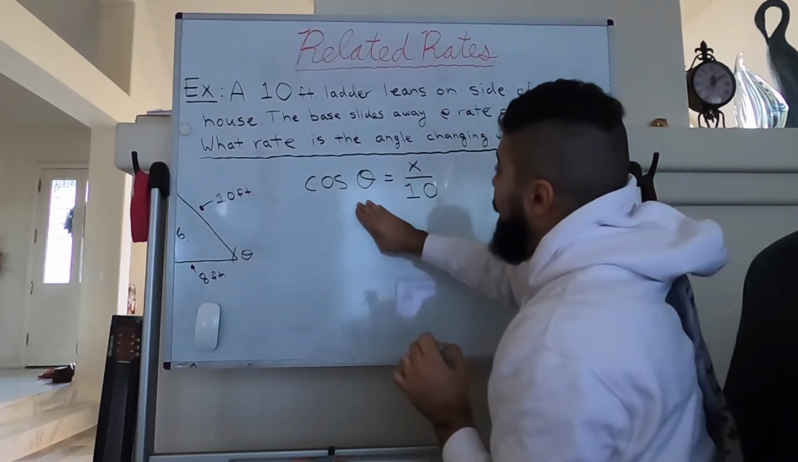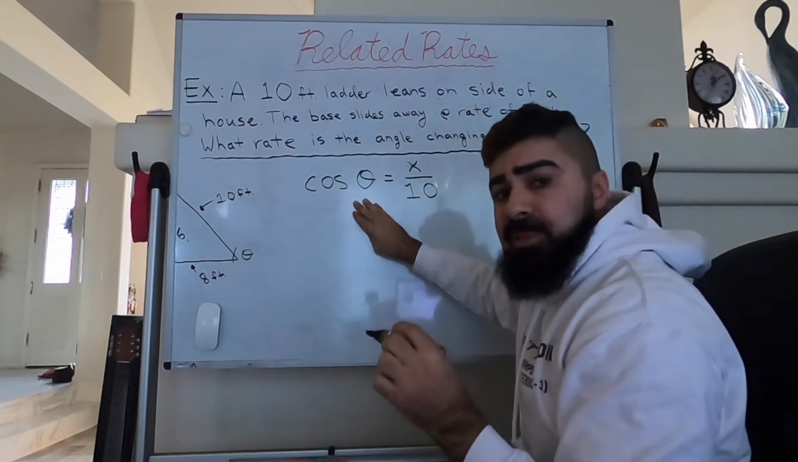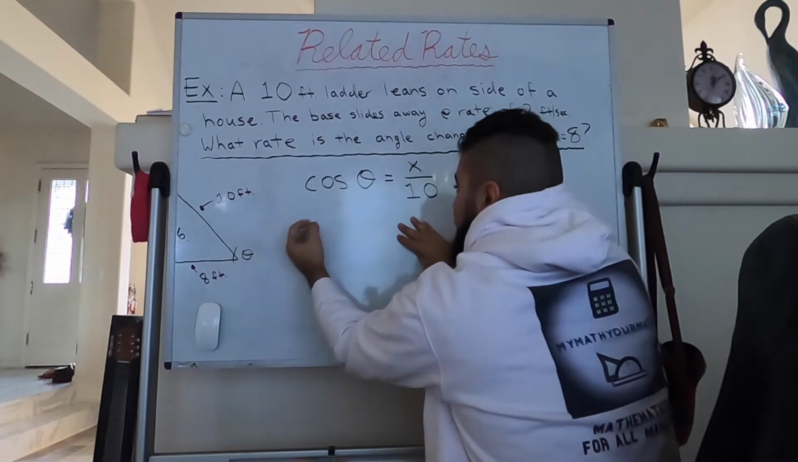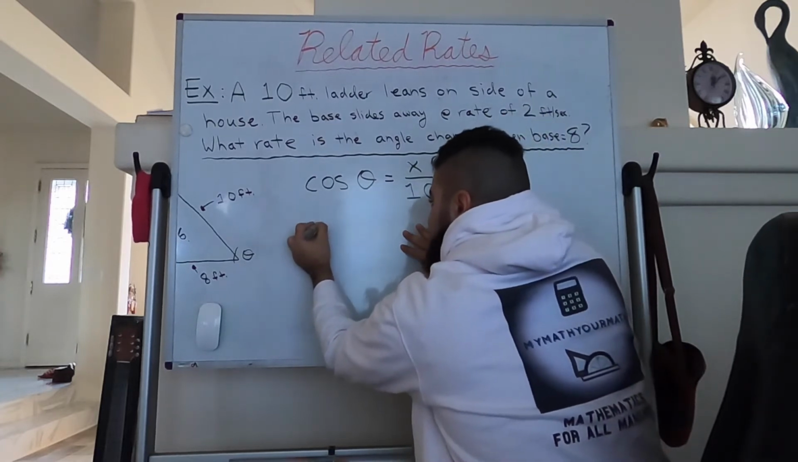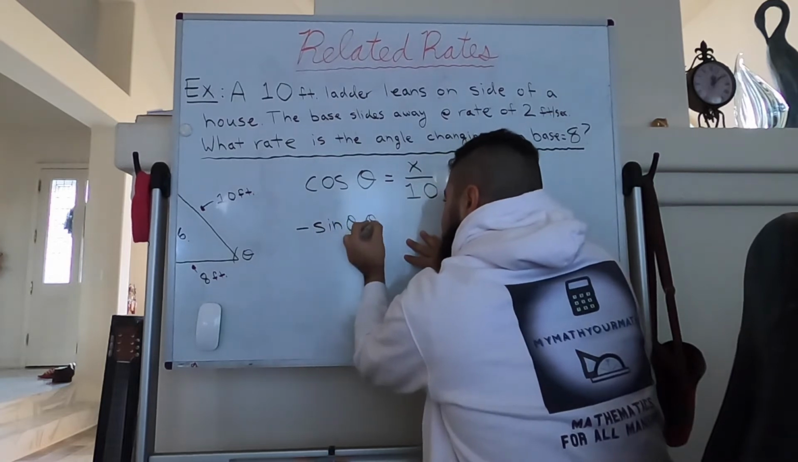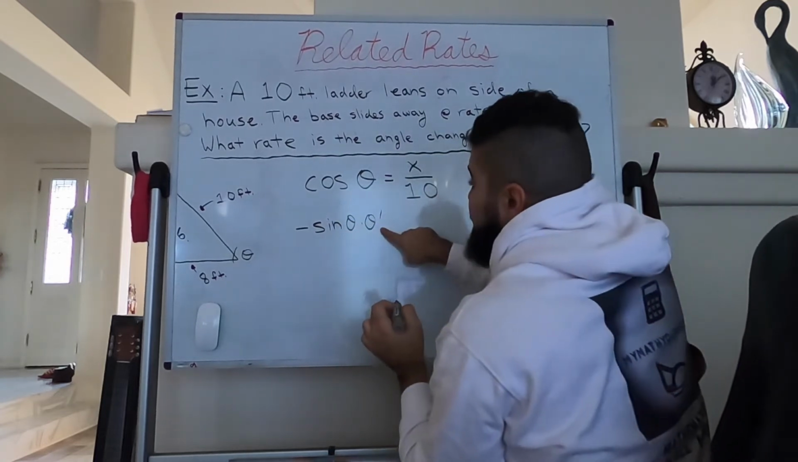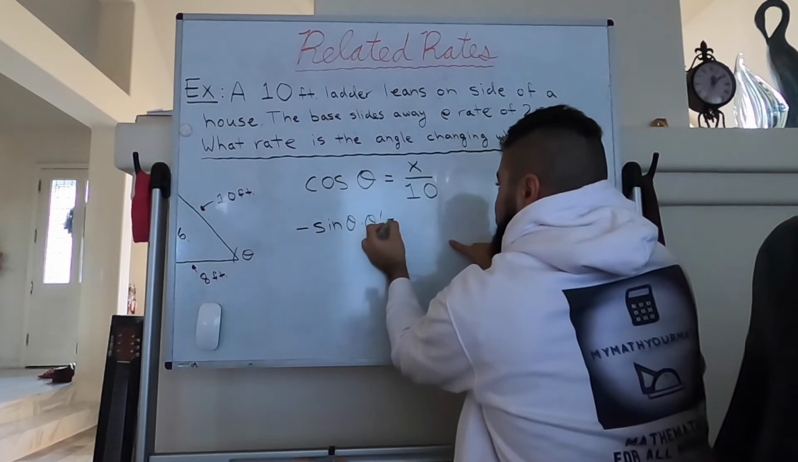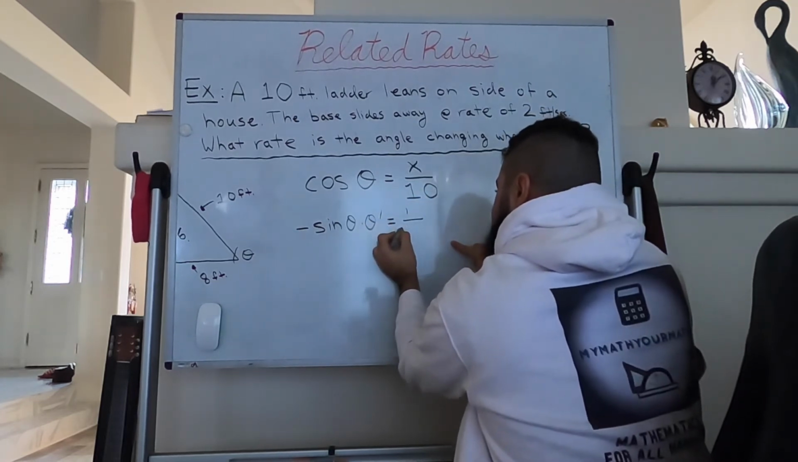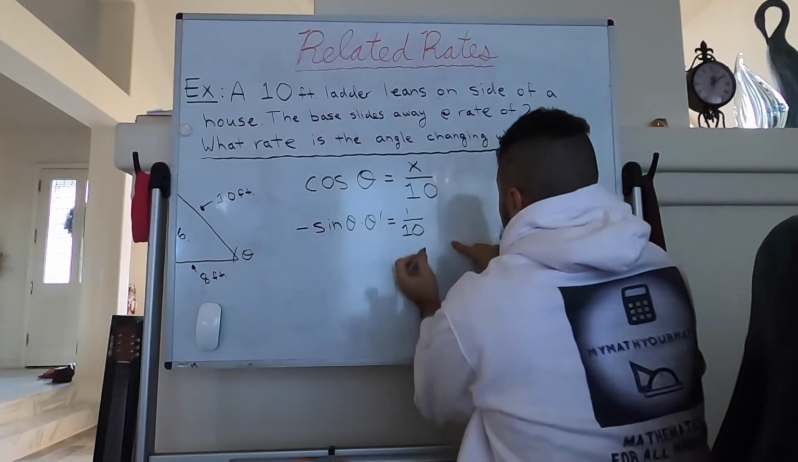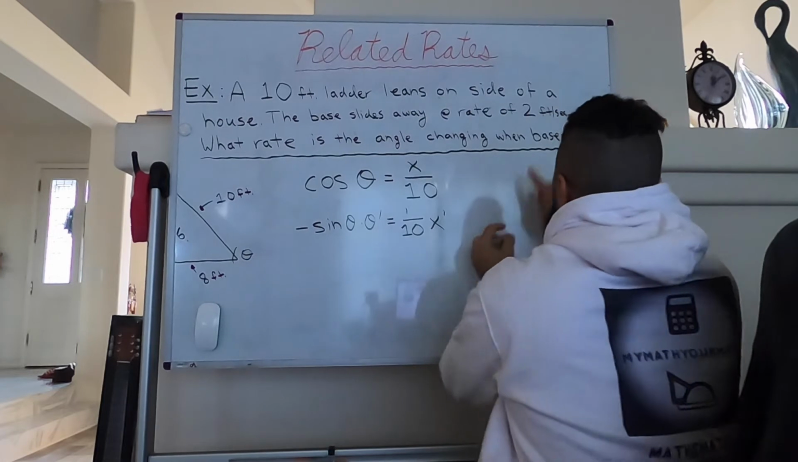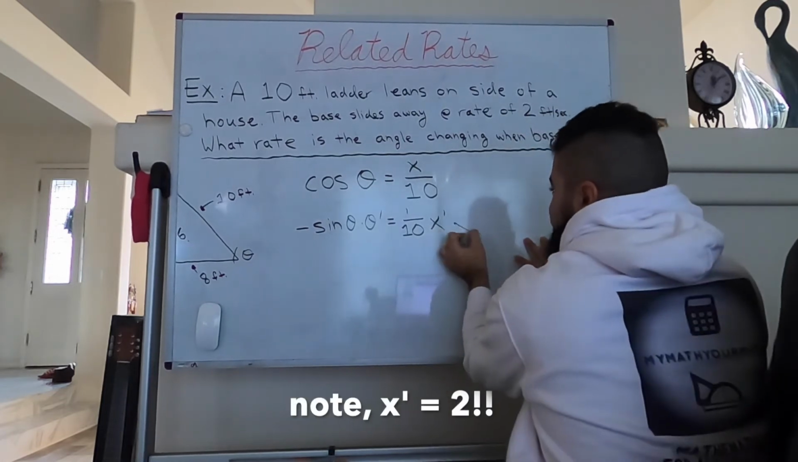Now all I have to do is take a derivative of this implicitly with respect to time. When I take a derivative of the left-hand side, all I end up with is negative sine theta times theta prime, where theta prime is just d theta dt. On the right side, I get a 10th x, well, technically it's just a 10th x prime. And we know that our x prime is going to be equal to 2.